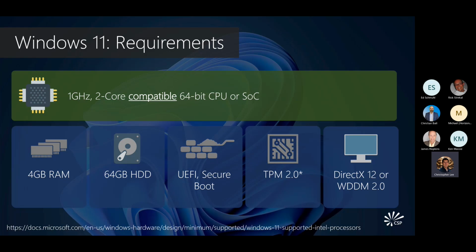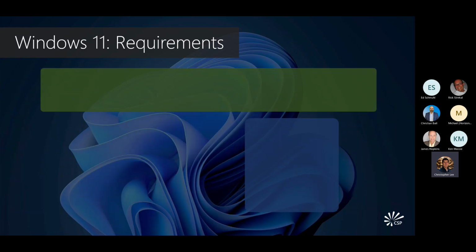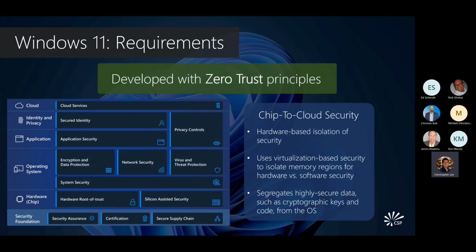So you might be wondering, why is Microsoft putting in this steep requirement on processors? Why can't I upgrade my 7th gen or 6th gen Intel Core processor? And that really comes down to how Windows 11 was developed. They really are embracing the zero trust principles, and you'll see this term used quite a bit when you see Windows 11 marketing or documentation out there, is this chip to cloud security. And what that really means is they're trying to incorporate security all the way from your hardware all the way up through the cloud and everything in between.